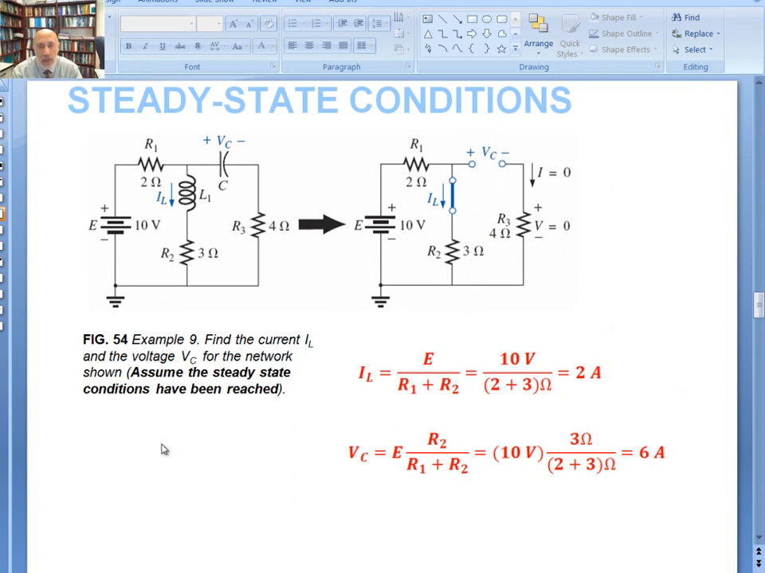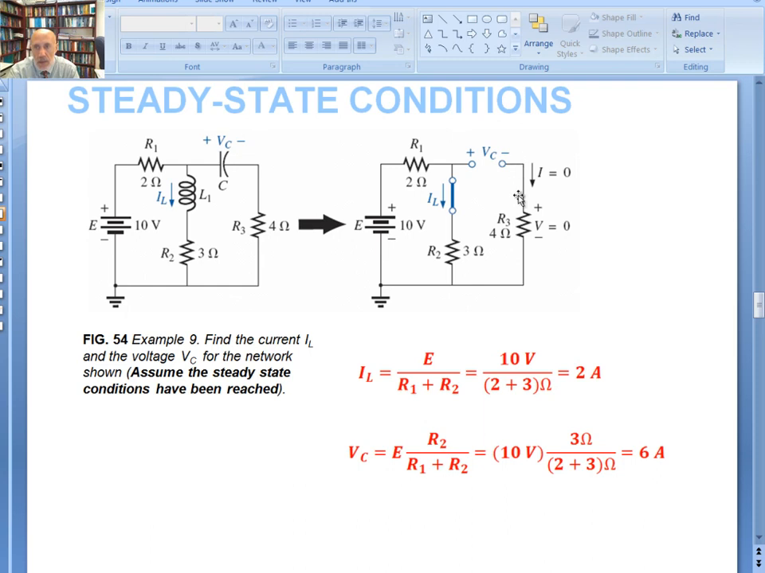As an example, it says find the current I of L. In this example, you have an inductance and capacitance in the circuit. You want to calculate the current through the inductance and the voltage across the capacitor, V sub C. Draw the equivalent steady state conditions. This is shorted, and replace this with an open circuit. If I look at the current I of L, in this case, this is an open circuit. All the current from the source is going to go around that resistor to the inductor. So it'll be 10 divided by 2 plus 3. That gives you 10 divided by 5, which is equal to 2 amps.